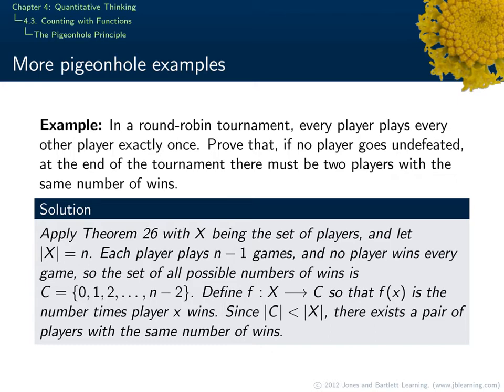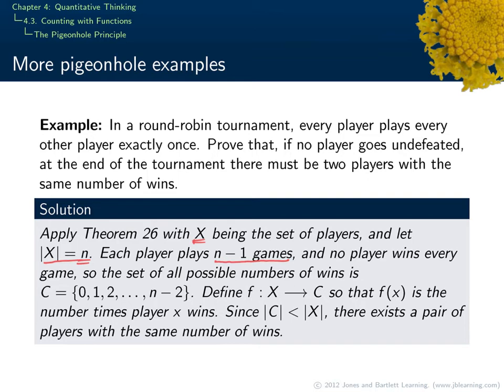So here's what we do. We'll let X be the set of players, and we don't know exactly how many players there are, so let's suppose that the size of X, that is the number of players, is equal to N. Now each player plays everyone else, so that means that each player plays N minus 1 games, because there are N minus 1 other people.